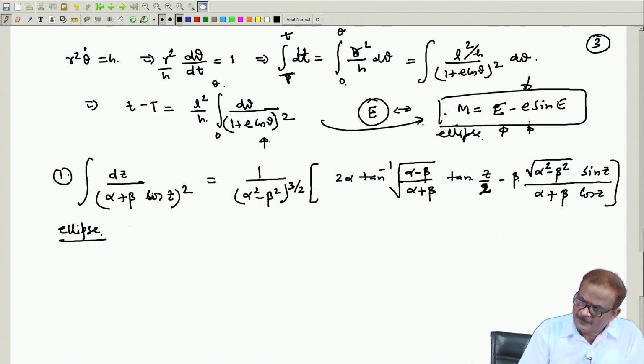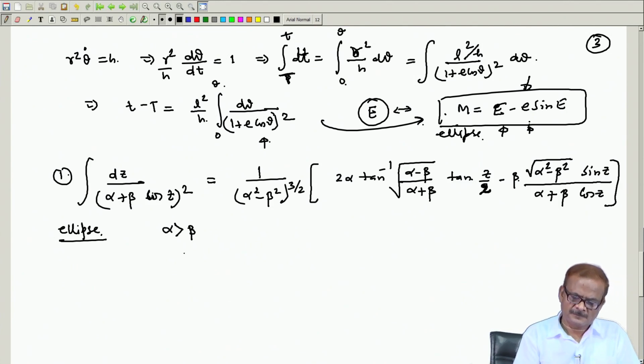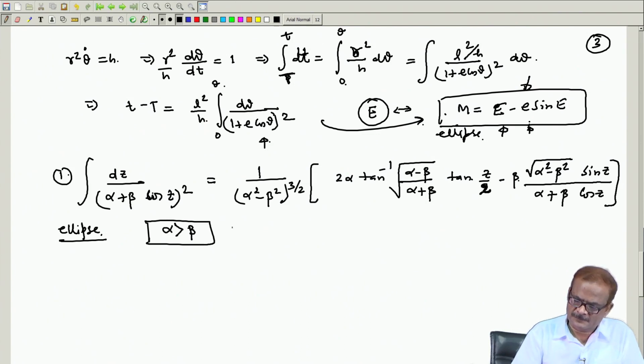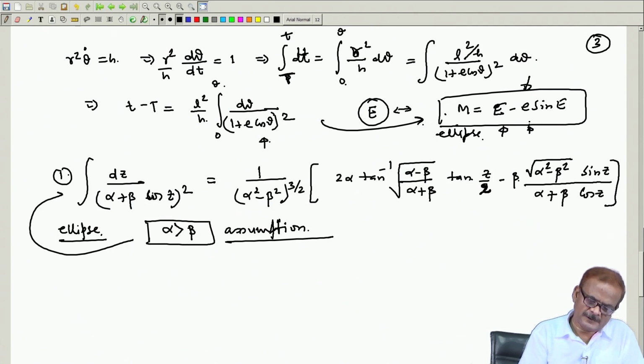So, what is the assumption here? The assumption is that alpha is greater than beta, okay. Provided this is the assumption, we will write here, under this assumption this is valid.